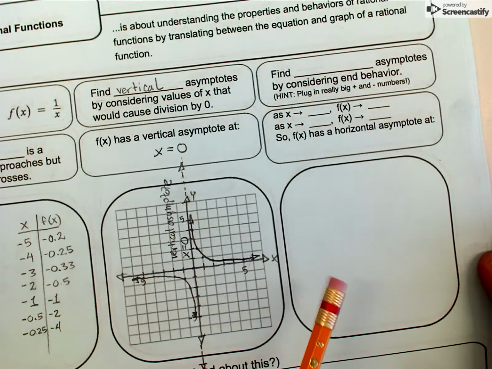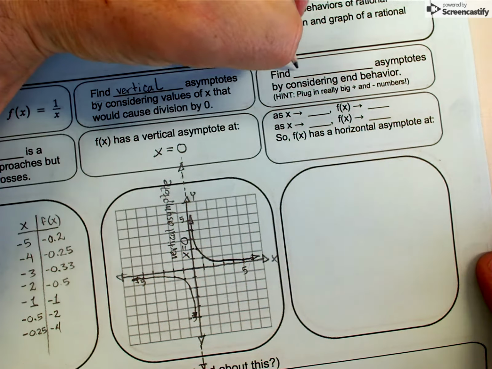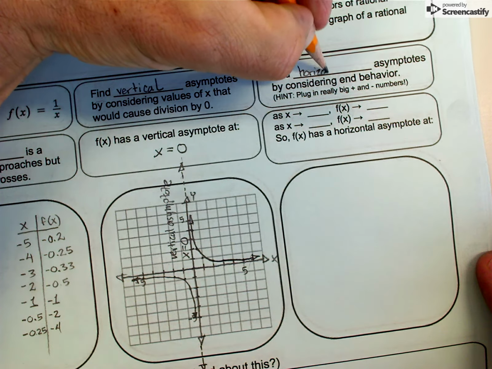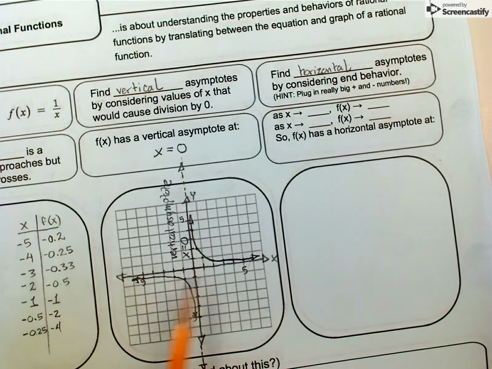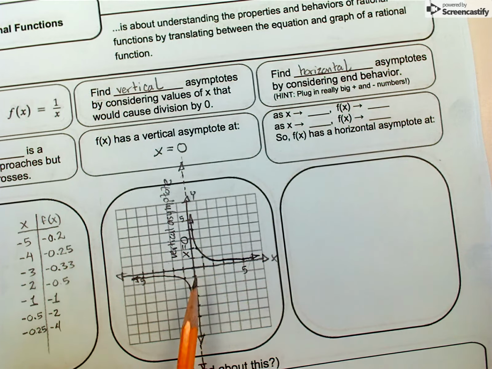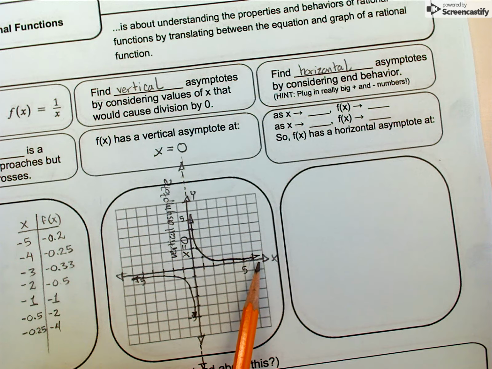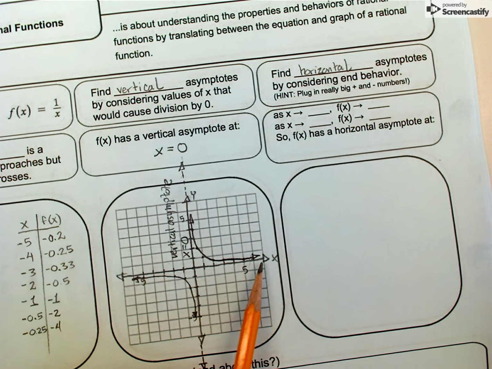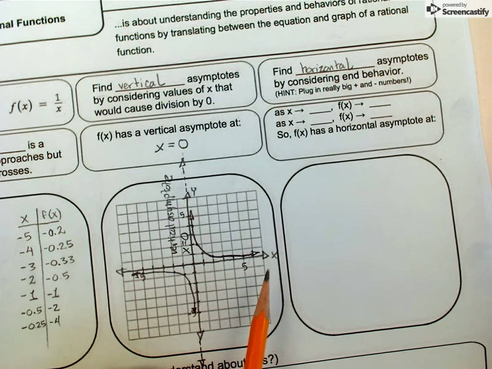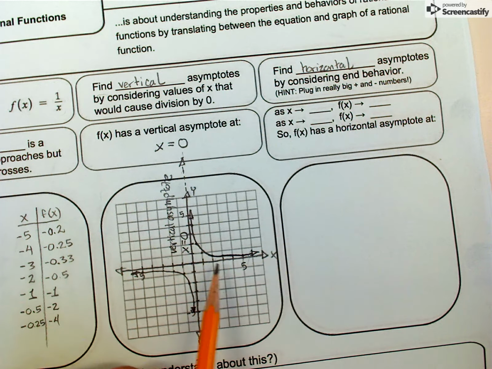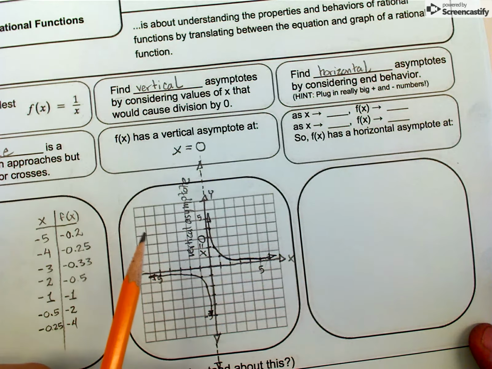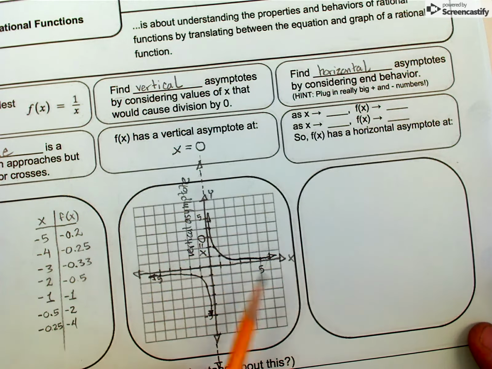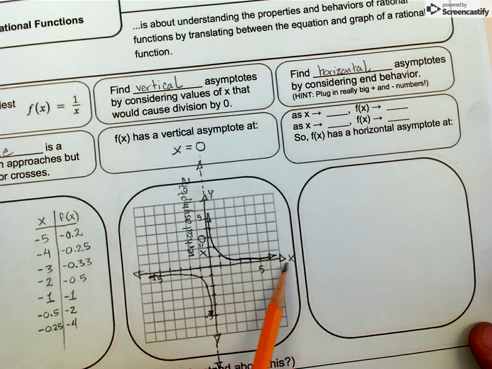So we also want to explore horizontal asymptotes, and that's really what we're doing over here. We're going to find horizontal asymptotes by considering end behavior. And maybe you can look at the graph already, since we have it here, and imagine what happens to the value of the function, that is our y value, as x approaches infinity. As x gets bigger and bigger and bigger, 1 divided by x gets smaller and smaller and smaller, and it closes in on what appears to be 0.